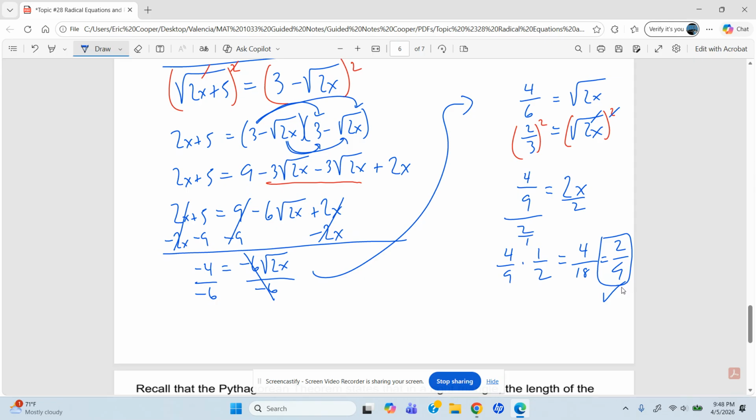If you have multiple square roots, your job is to get one of them by itself and eliminate that one, and then try to work everything else back to the other side and get the other square root by itself.